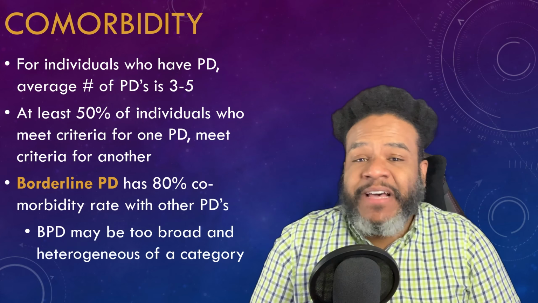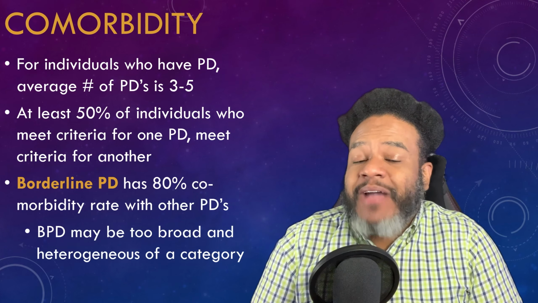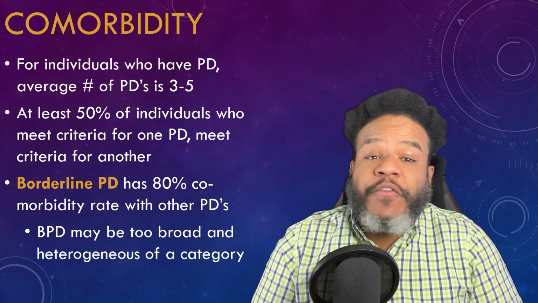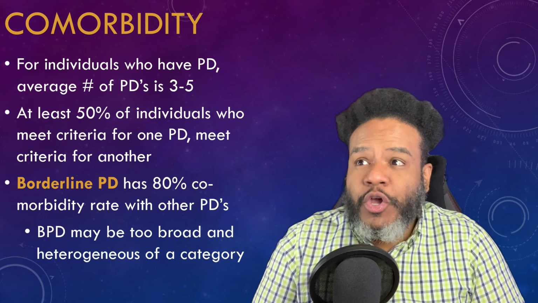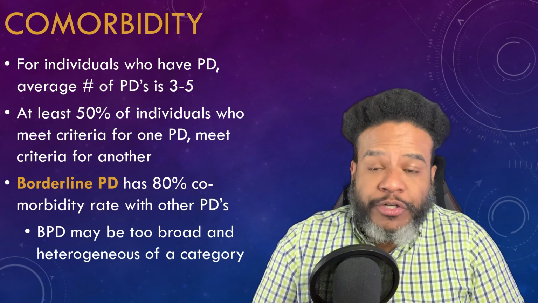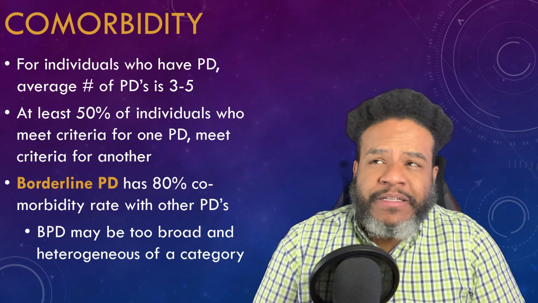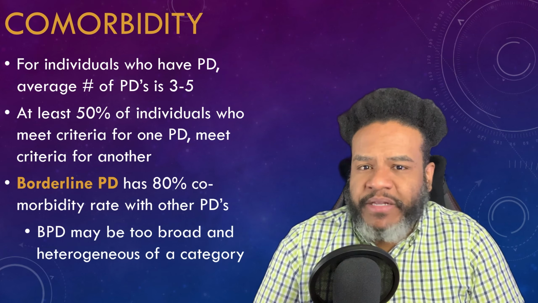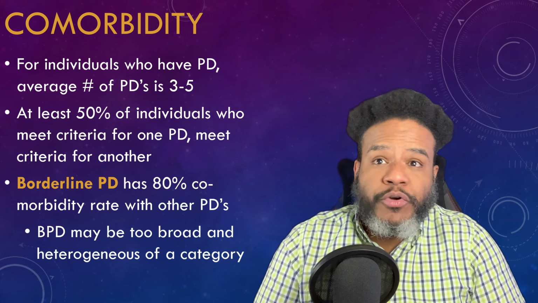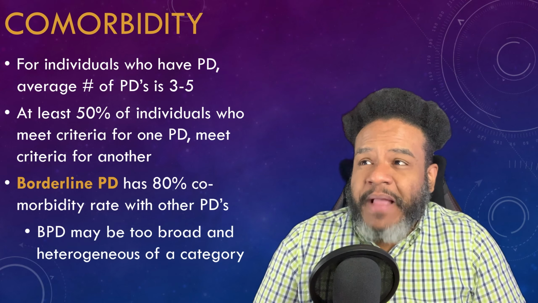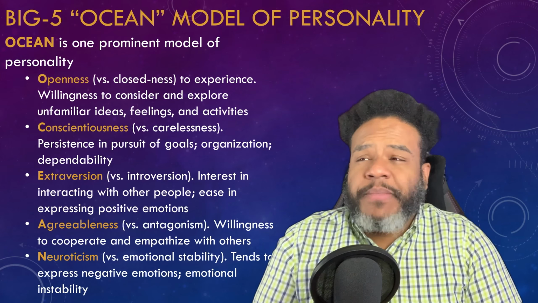Now, there is a high level of comorbidity in personality disorders. So, for example, the average number of personality disorders per client typically ranges between 3 to 5. At least 50% of people who meet criteria for one personality disorder also meet criteria for another. And studies show that borderline personality disorder has an 80% comorbidity rate with other personality disorders. Now, this suggests that borderline personality disorder might be too broad, and this might mean that it is too heterogeneous of a category. So now let's talk about the Big Five.